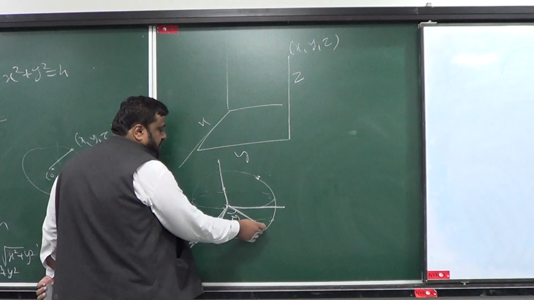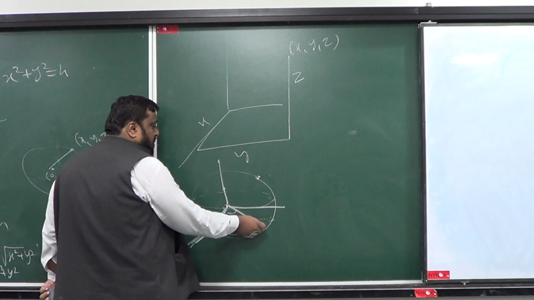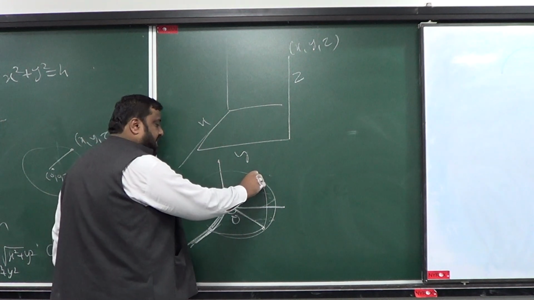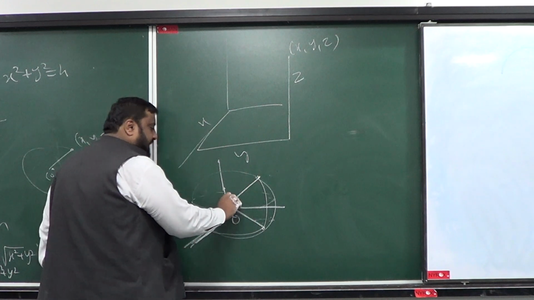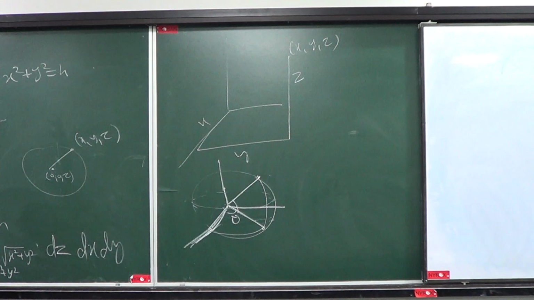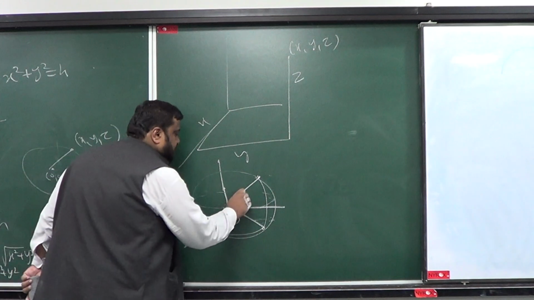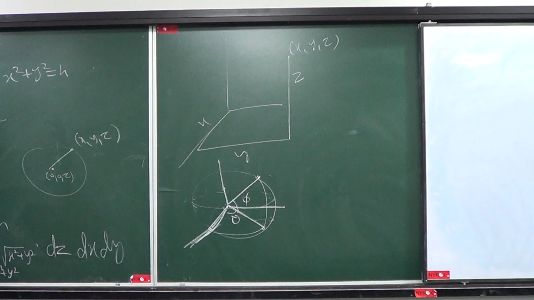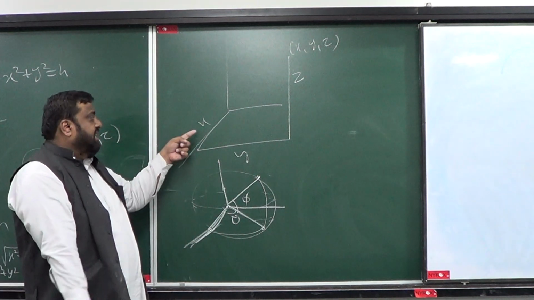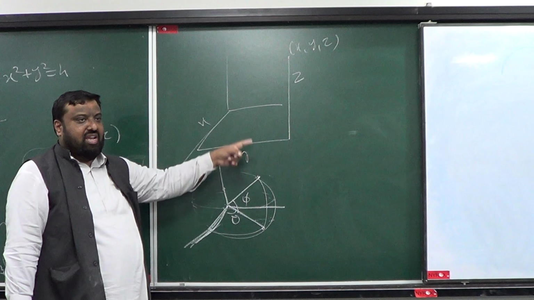And then you need to move onto the sphere and reach this point. For that you need to make another angle, and this angle is phi. So let's call this phi. So I need to make these three motions, r, then theta, and then phi. And here I need x, y, and z.